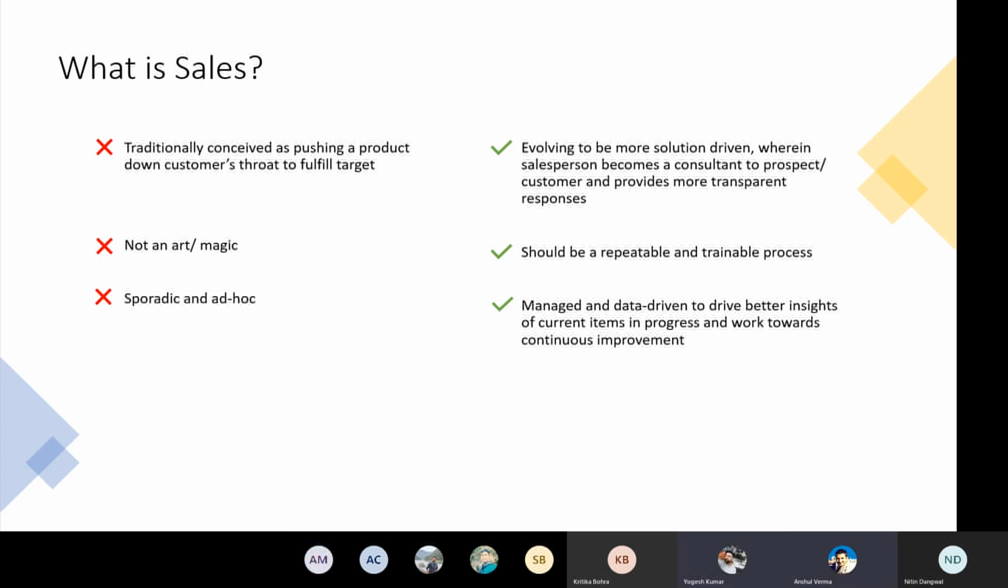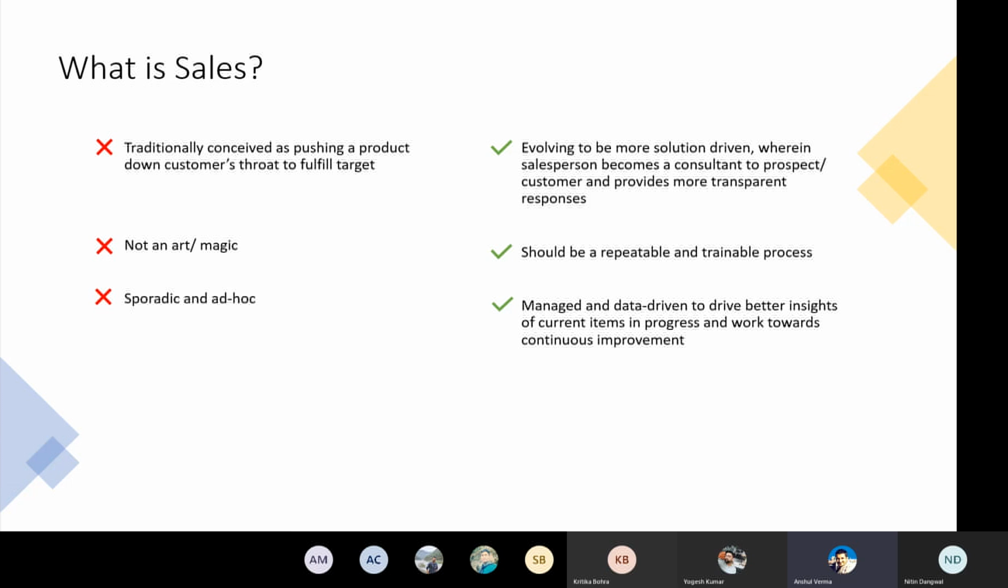Now, the second misconception about sales is that sales is an art. You cannot describe it. The star salesperson just does it. They don't even know how they do it. That's actually not the case. Even the star salesperson who would say they don't know, but they do it, they probably don't know the structure in which they do it. They just do it out of their habit.